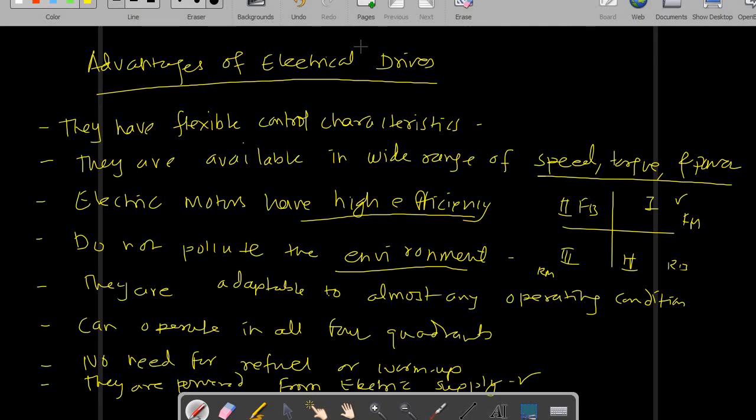So with this we will stop here. We will discuss other components of the block diagram of an electrical drive in the next lecture. Okay, thank you.